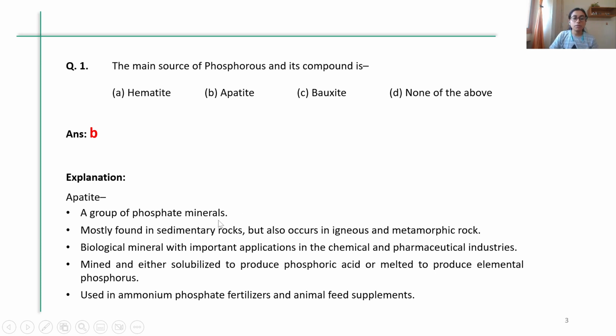So basically these minerals are found in the sedimentary rocks, and these have a lot of applications in terms of medicinal chemistry, industrial chemistry, and in terms of some food industries. A lot of applications. So this biological mineral has some important applications in chemical and pharmaceutical industries. And the chemical we can prepare from this apatite is mainly phosphoric acid, H3PO4, and we can convert it to other chemicals also from phosphoric acid, but mainly phosphoric acid we will generate.